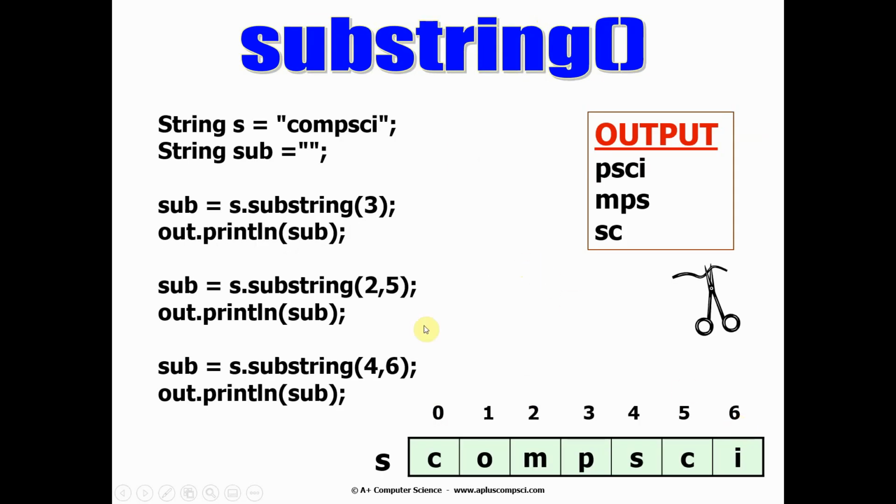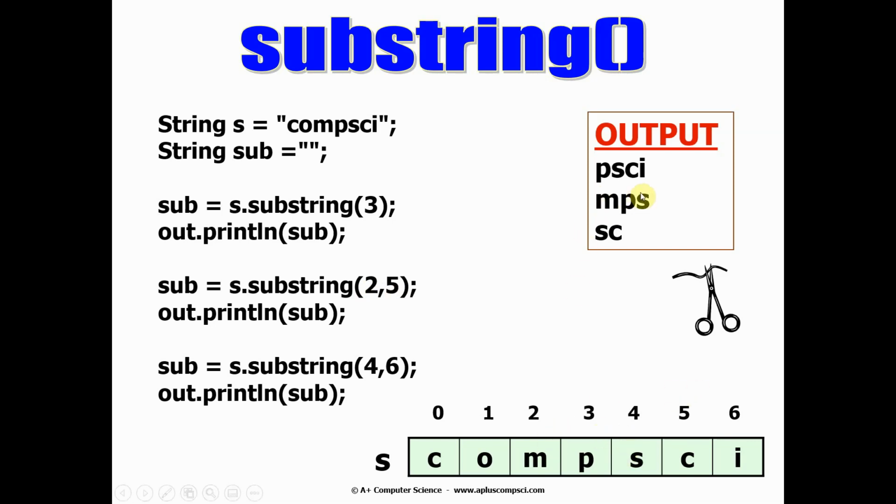Then substring, like I said, there's 2 versions. If you do, say, substring 3, then you get from that spot to the end, and so that would be PSCI. If you do 2 numbers, the first number is where you start, the second number is where you end, but the catch is you go up to but not including that second number. So 2 to 5 would actually get you 2, 3, and 4. So it's inclusive of the 2 but exclusive of the 5. That's the way we talk about it. And so spots 2, 3, and 4 get you MPS.